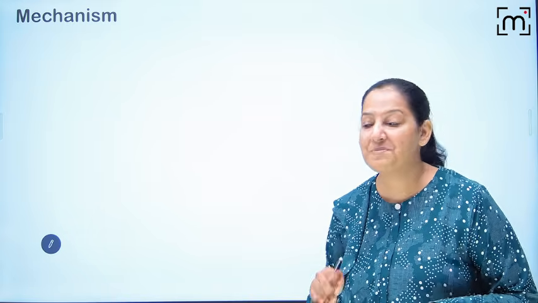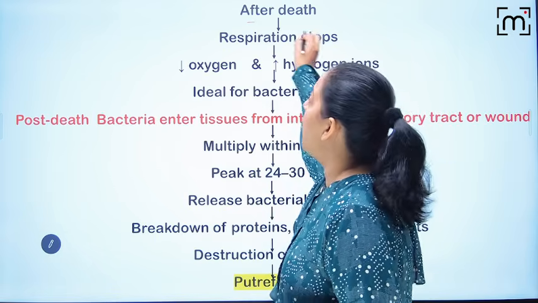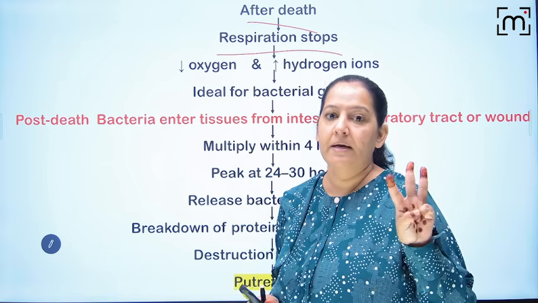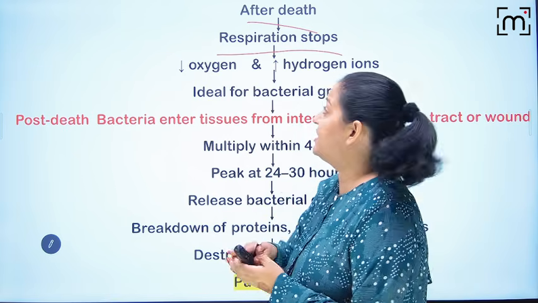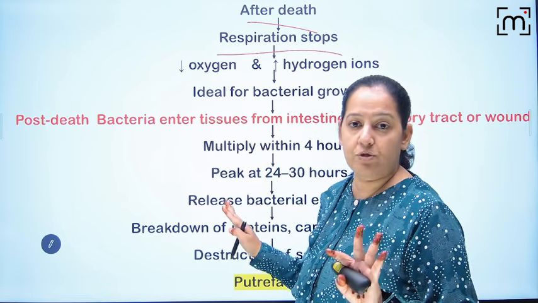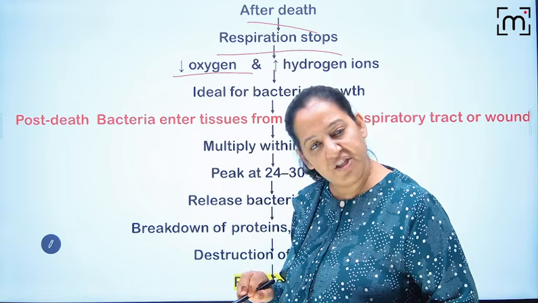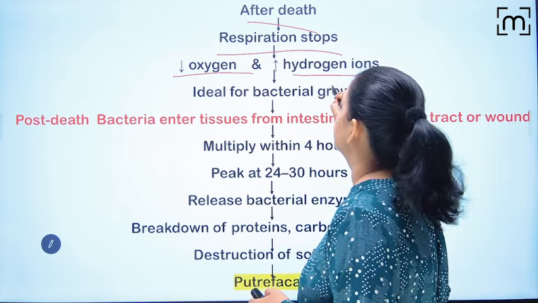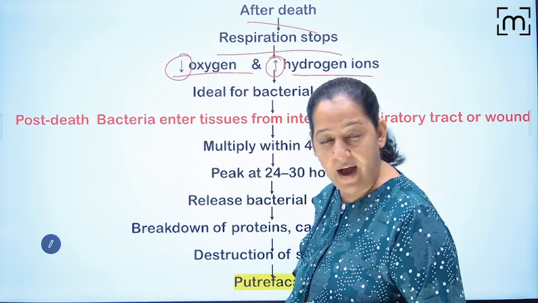Now, mechanism. Most important is mechanism. How does it occur? So after death, obviously respiration stops. What is the immediate postmortem sign? Three signs: insensibility, cessation of respiration, and cessation of circulation. As soon as death occurs, respiration stops. Since respiration stops, the person is not inhaling or exhaling, so oxygen concentration in the blood falls. Person is dead. And hydrogen ion concentration is high. So oxygen concentration is less and hydrogen ion concentration is high as soon as death occurs.